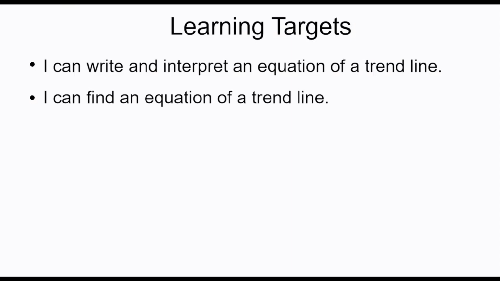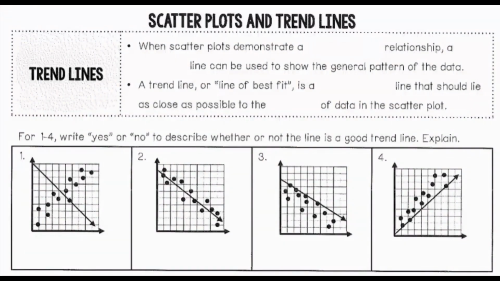Trend lines. Our learning targets for today are: I can write and interpret an equation of a trend line, and I can find an equation of a trend line. First, looking at trend lines, when a scatter plot demonstrates a linear relationship, so a relationship that represents a line, we can draw a trend line to show the general pattern of the data.